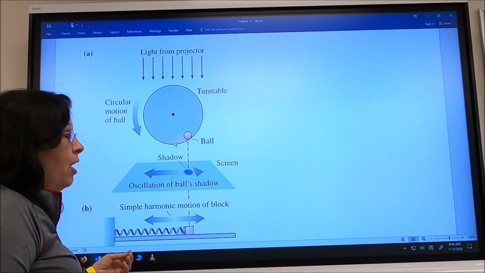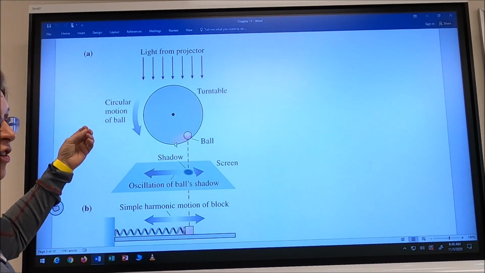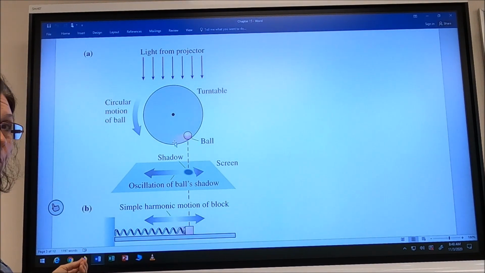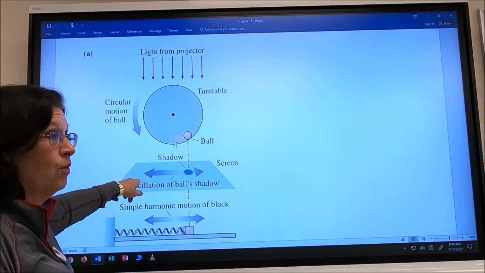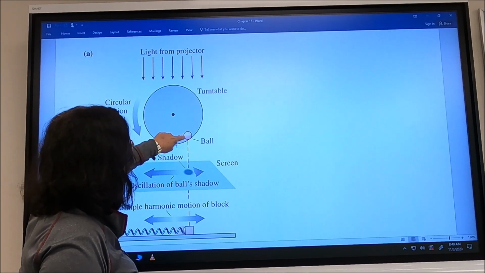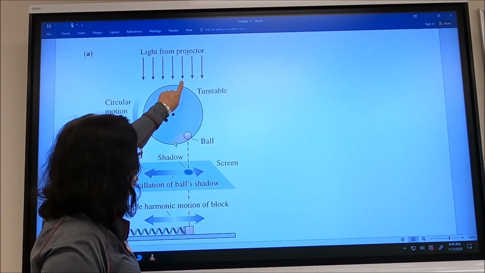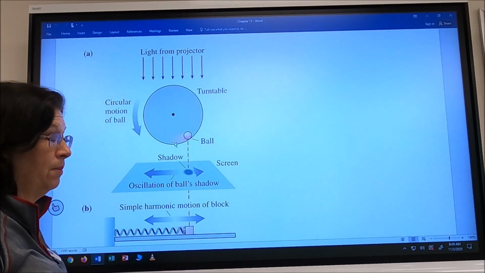Remember just a little bit ago, I hinted at the fact that there's a relationship between circular motion and simple harmonic motion, and it's related through the motion of the shadow. Or you could say the X position of the ball on the turntable. Okay?